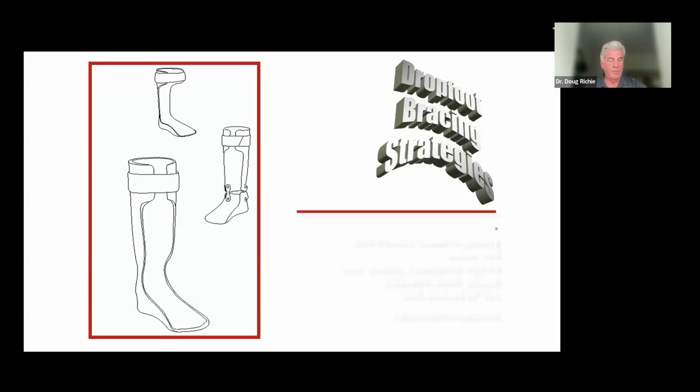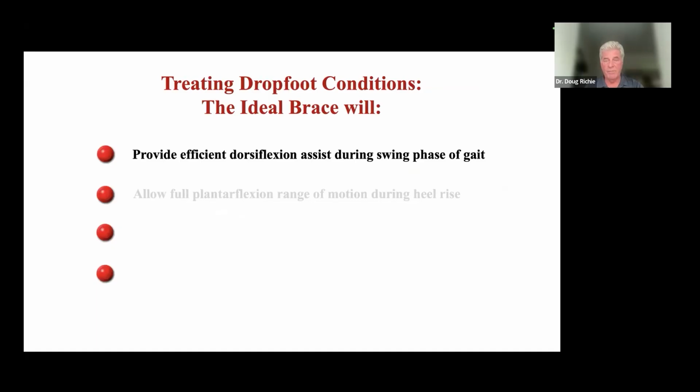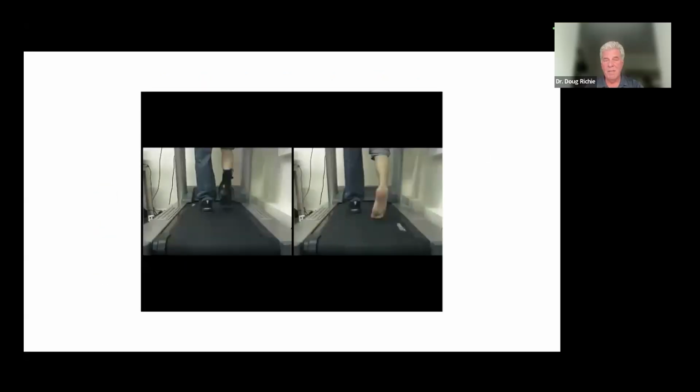Okay, and finally, for our purposes, we're going to go through drop foot bracing. The ideal brace for drop foot, the goal, is to provide dorsiflexion during the swing phase of gait. Ideally, we allow plantar flexion range of motion throughout the stance phase of gait. We want the device to fit comfortably in all types of footwear. And in many of these patients, we want the device to be cosmetically acceptable. So we want to prevent this passive foot drop during the swing phase of gait so that the toes can clear the ground.